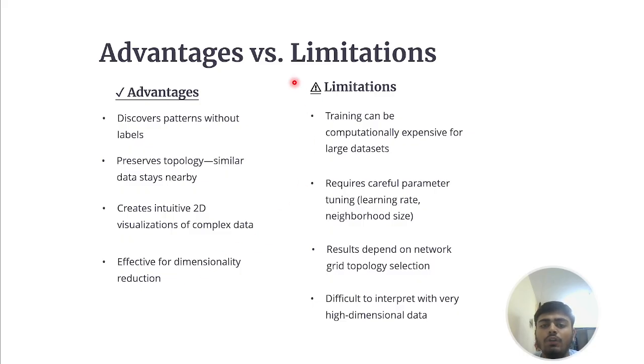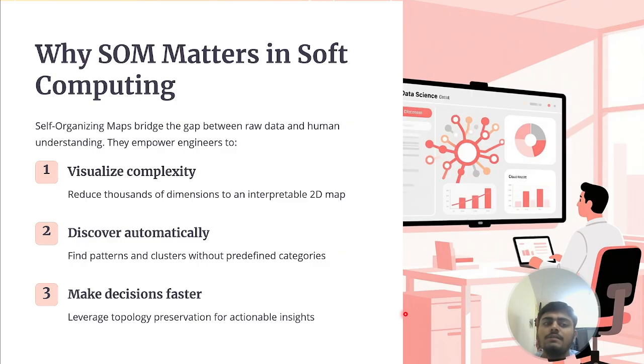And when we talk about the limitations of it, training it is computationally very expensive for very large data sets. It requires very careful parameter tuning, like adjusting the learning rate and neighborhood size. The result can depend on the grid topology chosen. For extremely high dimensional data, interpretation becomes very difficult.